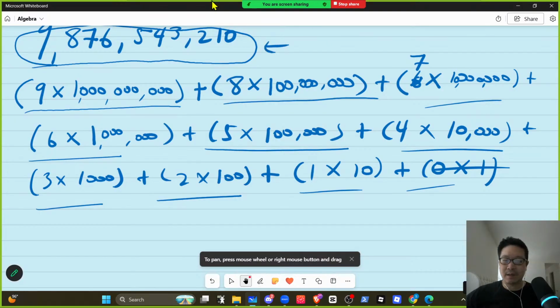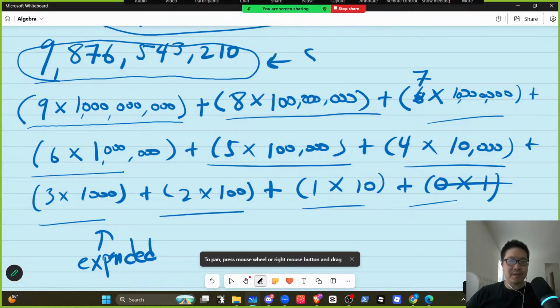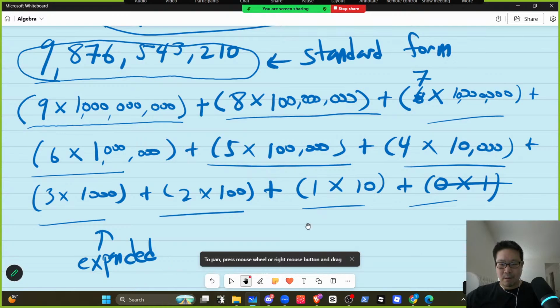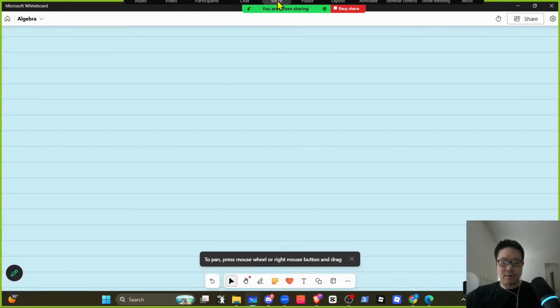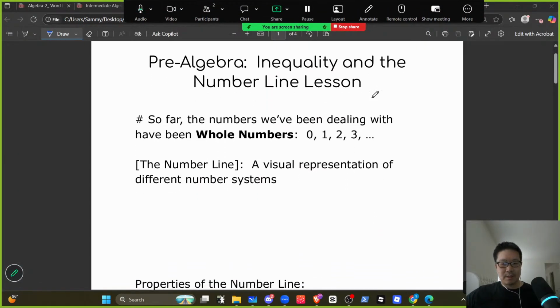By the way, I don't think I mentioned this last time. What we did here just now is called expanded notation. This regular number, just a number itself, is called standard form of a number. Okay? Good. All right, let's go over what we need to go over today, which is inequality and the number line.